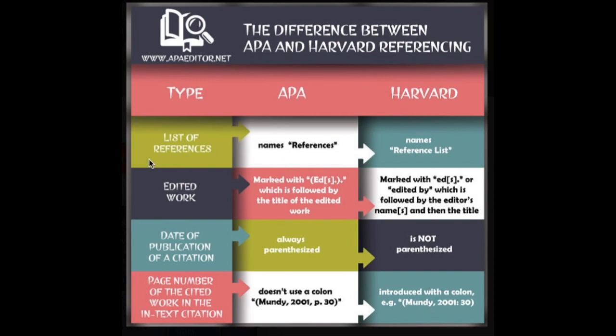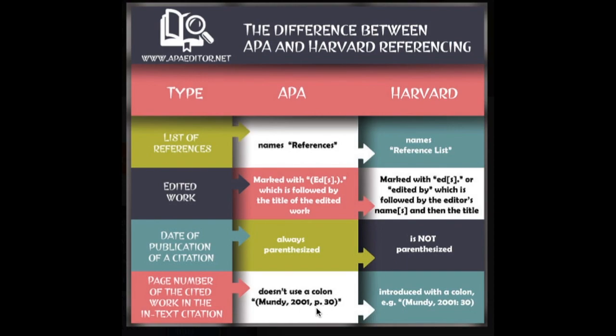So you can see here, what do you call it? You call it references, or you call it a reference list. We don't use the term bibliography. No bibliographies anymore. It's a reference list. Edited work, which you guys don't have to worry about so much at high school level, will certainly matter when you go to university. Date of publication is parenthesized under APA, and is not parenthesized in Harvard. I don't mind which one you do. I'll explain that in a minute when I show you actually what to do.